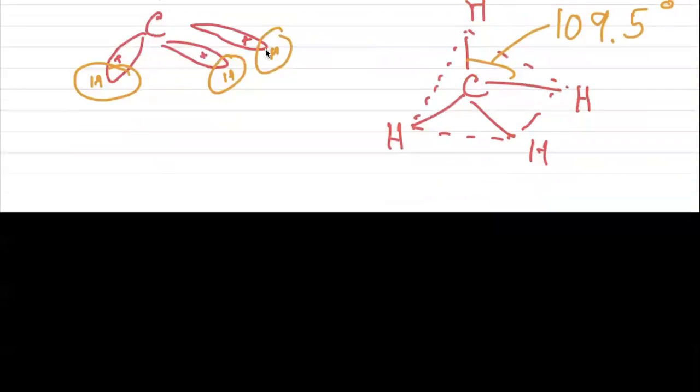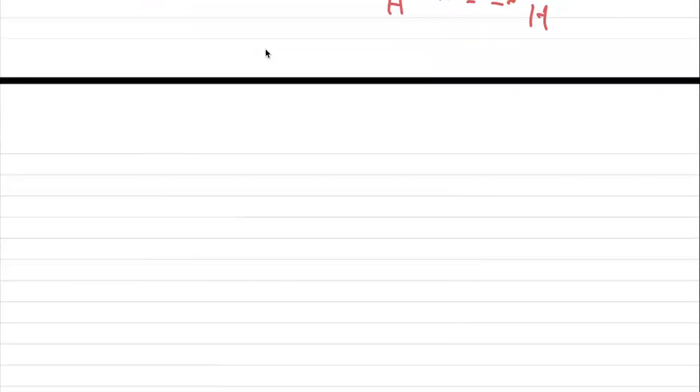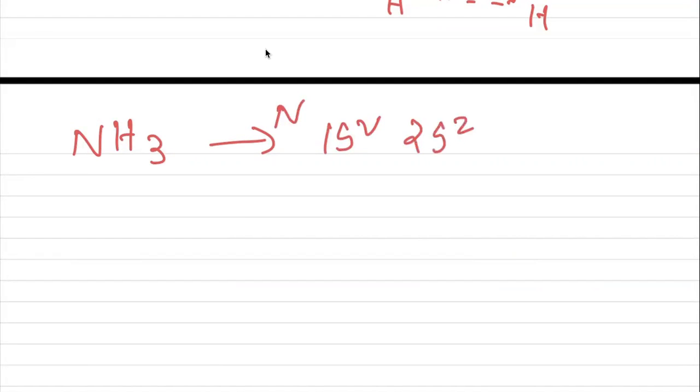Now we will see the structure of ammonia, NH3. In the case of ammonia, the electronic configuration for nitrogen will be what? For nitrogen, 1s2, 2s2, 2p3.